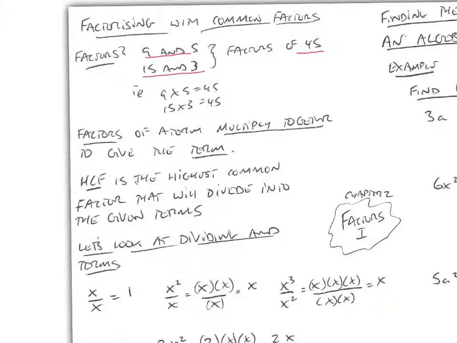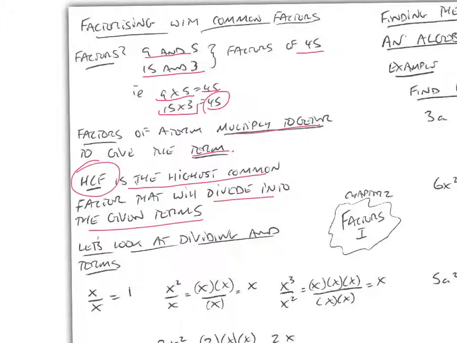and 1. Why? Because 9 times 5 gives 45, and both 9 and 5 divide into 45, so do 15 and 3, and they multiply together to give 45, and they divide into 45 evenly. So the factors of a term generally multiply together to give that term, or they divide into the term, and the highest common factor that will divide into the given terms, that's known as the HCF.